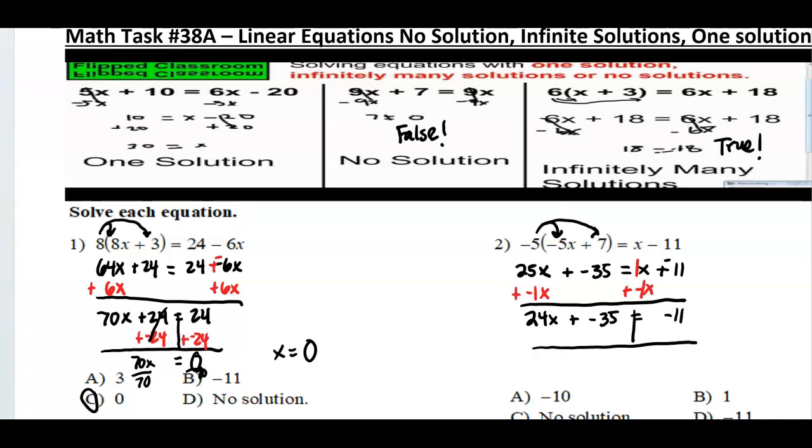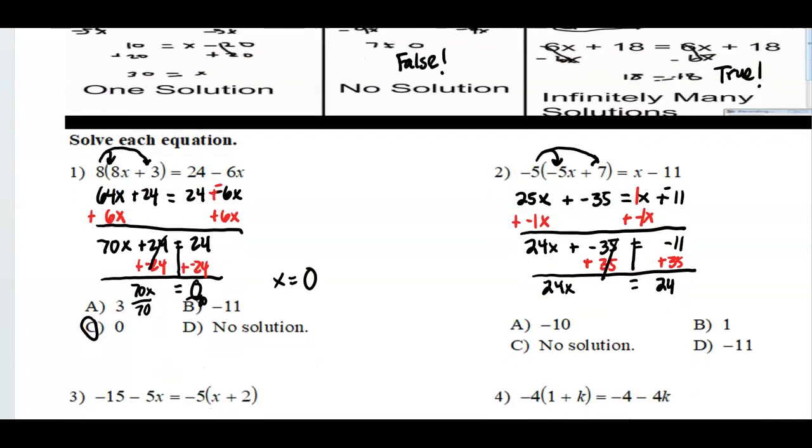Got my two-step equation. Add 35 to both sides. I get 24x, these cancel off, equals 24. I can solve this because I can divide both sides by 24. And I get x is equal to 1, right? So those are examples of one solution.